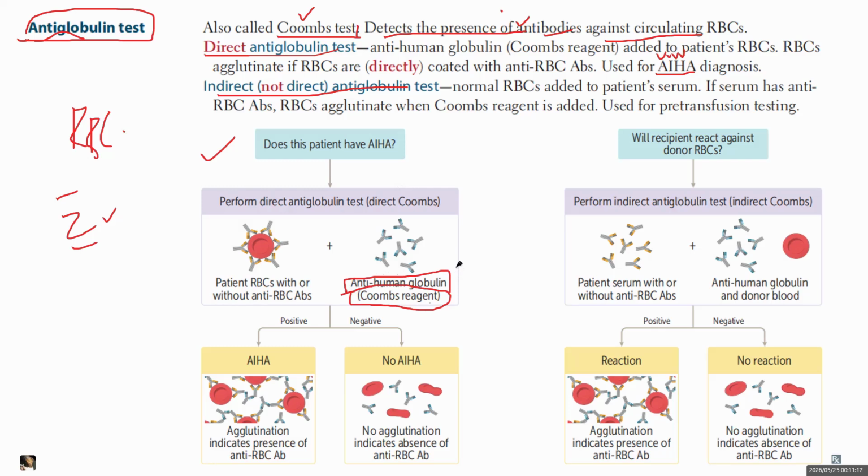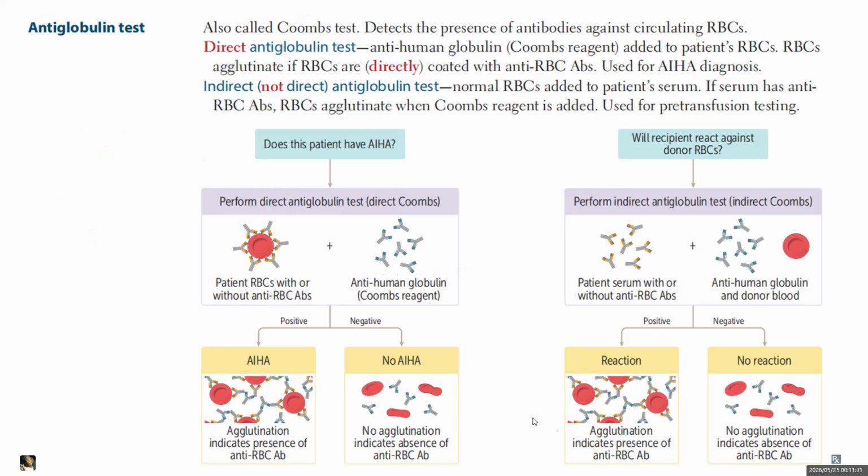What's its main job? Its main job is to bind to the human antibodies that are already attached to the red blood cells and make the clumping visible. This clumping is known as agglutination. Let me show you over here. Agglutination, right? Remember, agglutination means the antibodies are present.